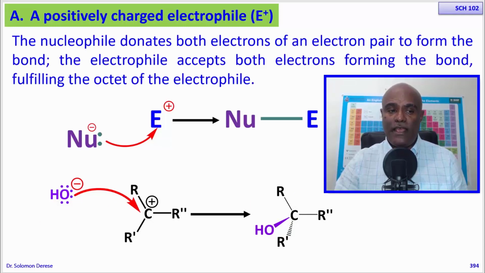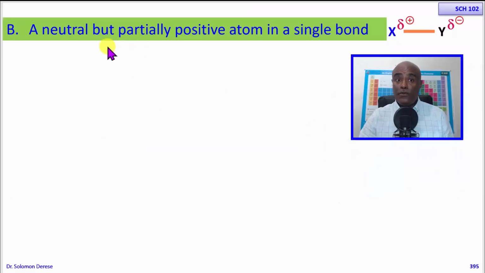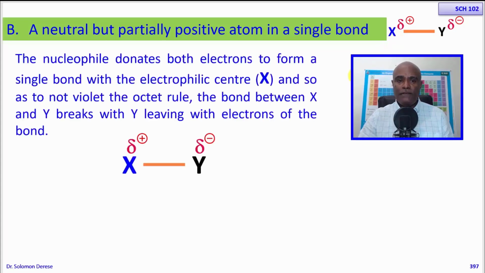So let's look at the other scenarios. The other scenario is a neutral but partially positive atom, and this one is in a single bond. So you have a situation like this. This is partially positive. The electrophile is partially positive. It is bonded with another atom that's more electronegative than it through a single bond. What happens to such bonds when a nucleophile attacks such electrophiles? So you have this electrophile. This is partially positive. This is partially negative. This molecule is neutral.